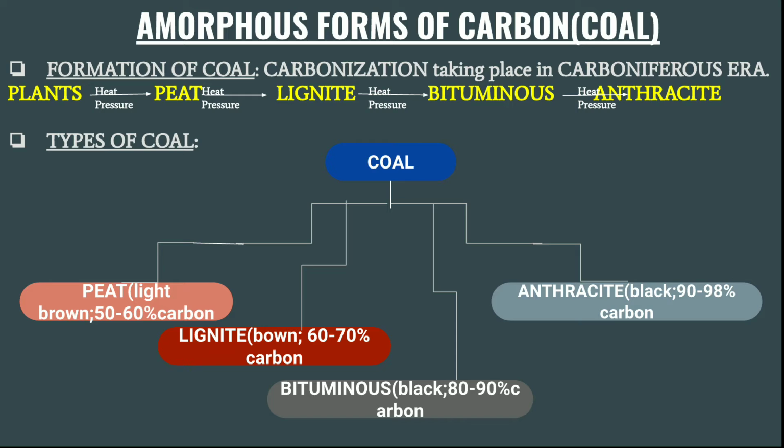So coal is of four types. The primitive coal, peat, is light brown in color and has 50 to 60% carbon. Then comes lignite, a brown coal, with a deeper color, and 60 to 70% carbon. Then bituminous is black coal with 80 to 90% carbon. And anthracite has 90 to 98% carbon.